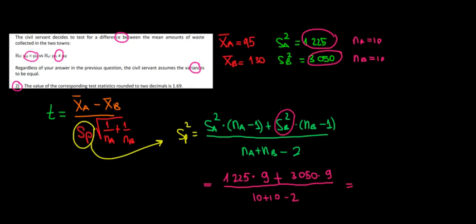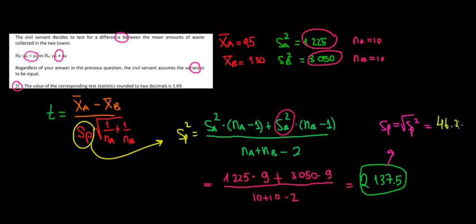Now if we solve the math over here, the pooled variance is going to be equal to 2137.5, but we need our standard deviation in the formula, so we're going to take the square root of this. We're going to take the square root, which is SP, the square root of the variance, which is going to be the square root of this number, and that value is going to be equal to 46.23. So it's going to be 46.23.